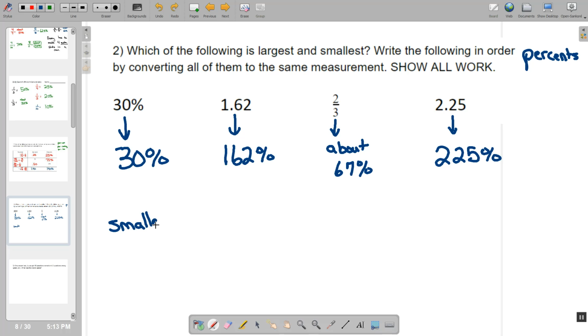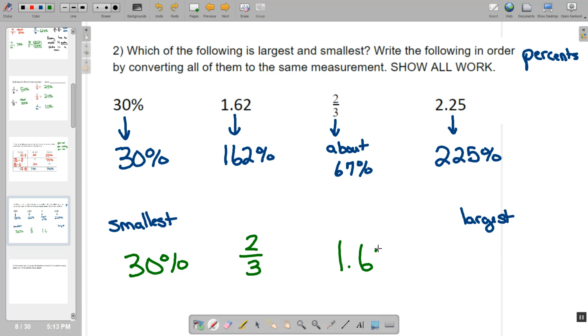225%. So to write them in order from smallest to largest, we start with our 30%, which stayed as 30%. Next biggest is 67%, which is 2/3. Next biggest is 162%. And then our largest is over here.